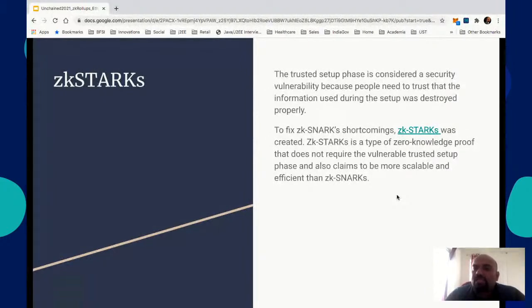The trusted setup phase is considered a vulnerability, as we have seen, because people need to trust that the information used in the setup was destroyed properly. To fix this shortcoming, ZK-STARK was created. It's a kind of zero knowledge proof that does not require the trusted setup. It uses an interesting method, cryptographic hash functions, with new kinds of polynomials and hash functions, and no trusted setup.